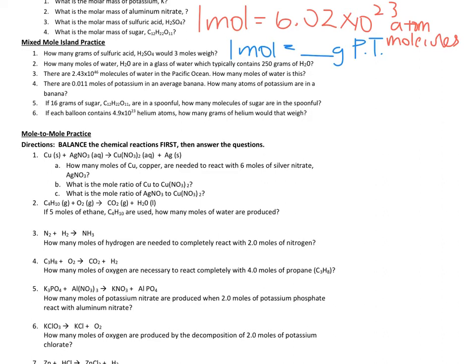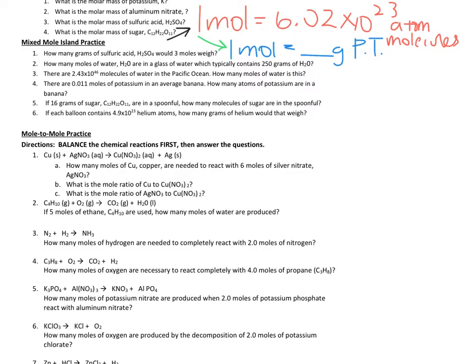If it's asking us to go from moles to atoms, we'll be using our first one, where we have 1 mole equals 6.02 times 10 to the 23rd atoms or molecules. If it's asking us to go from grams to moles, we'll be using our second one, because that one tells us how many grams are in a mole of a particular substance.